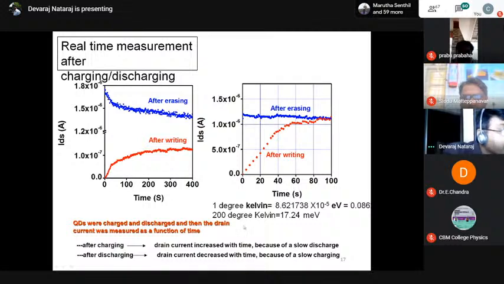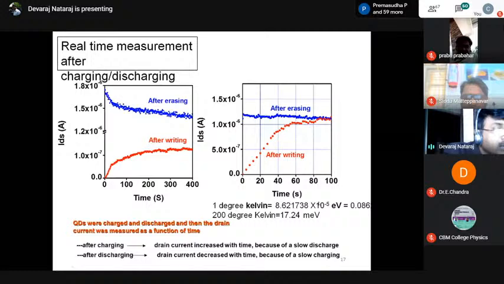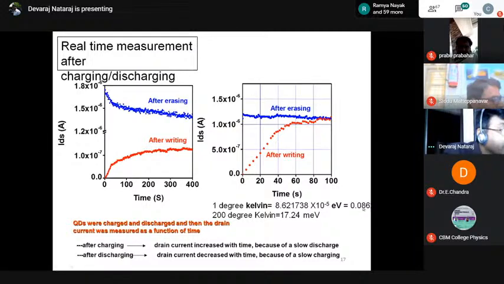Remember, what is the connection between temperature and electron volts? In materials, you have band gaps, and you represent them in terms of electron volts. What is the connection between temperature and electron volts? It is represented here. 1 degree Kelvin is equal to 0.068 electron volt. In the case of 200 degrees Kelvin, 24 milli electron volt, 17.24 milli electron volt.